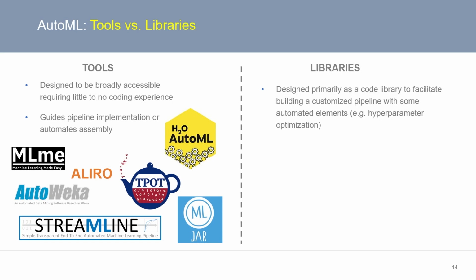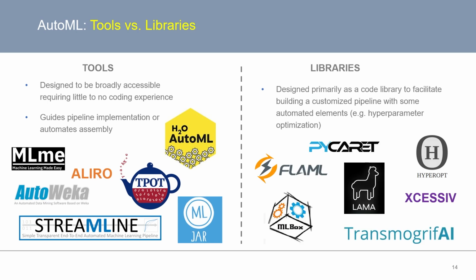Libraries, on the other hand, are primarily designed as a code library to facilitate building a customized pipeline, with potentially some automated elements, for example, hyperparameter optimization. Examples of libraries include PyCaret, FLAML, Ludwig, HyperOpt, EvalML, MLBox, and TransmogrifAI.